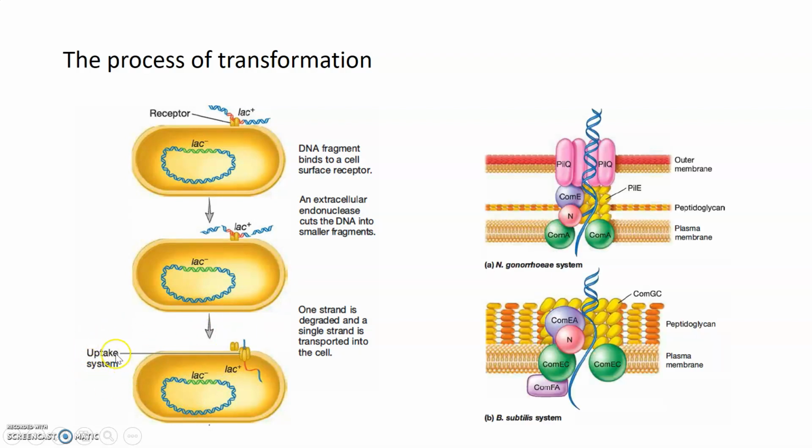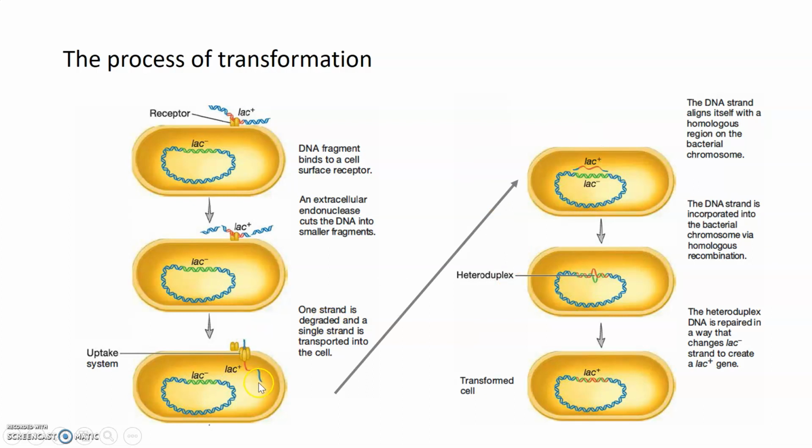That uptake system is one of those proteins that are upregulated in response to a competence factor. Some different types of uptake systems can be seen here, and there's diversity in what makes up an uptake system depending on which bacterium you're looking at. There is always a channel, however, where the DNA can be fed through, but the other proteins can differ between different organisms.